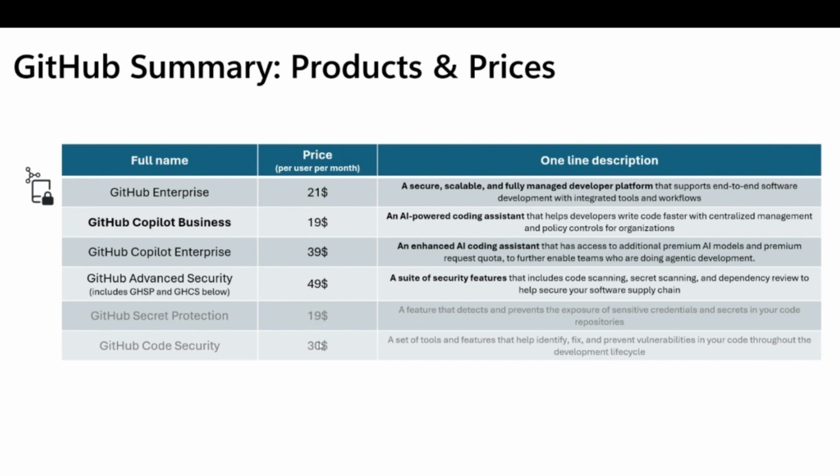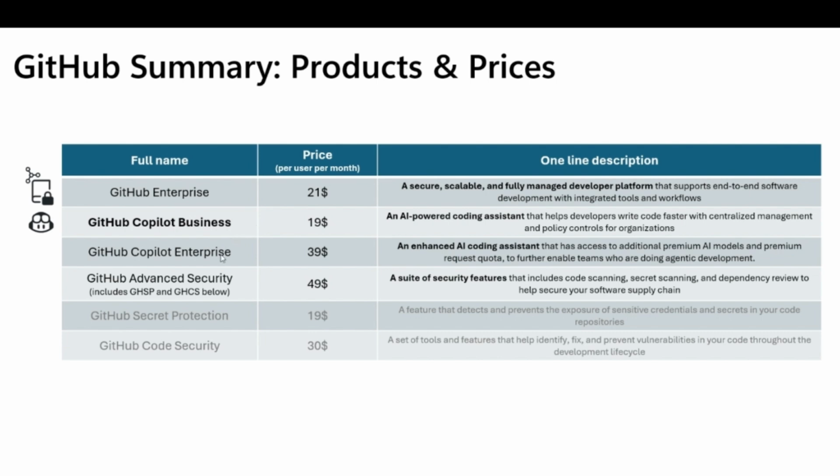The list prices are listed here, and for GitHub Enterprise, the list price is 21 US dollars per user per month. Another license that has been of a lot of interest lately is a GitHub Copilot license, or GitHub Copilot Business to be exact. GitHub Copilot provides myself as a developer an AI powered coding assistant, which will help me write code faster, but which also gives my admins availability to centralize management and access policy controls. The list price is 19 US dollars for a GitHub Copilot Business license, and I have a certain number of requests per month that I can make as a developer to the more premium models.